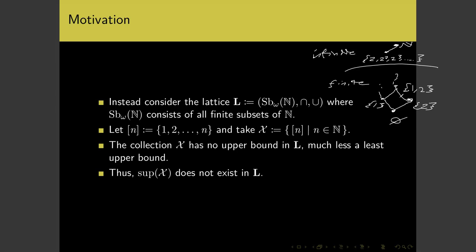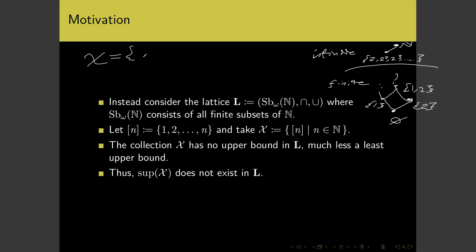Okay, so if we restrict ourselves only to this world of the finite subsets of the natural numbers, we still have a lattice under the same ordering or with the same meet and join operations, intersection and union. But now if we consider this collection X, where I, for no apparent reason, have changed my notation to something I can write more easily.